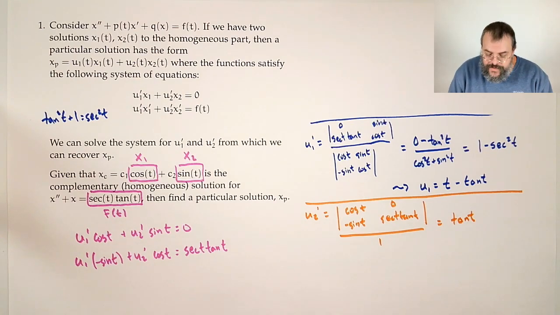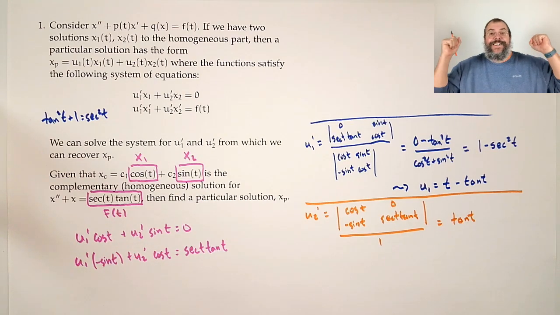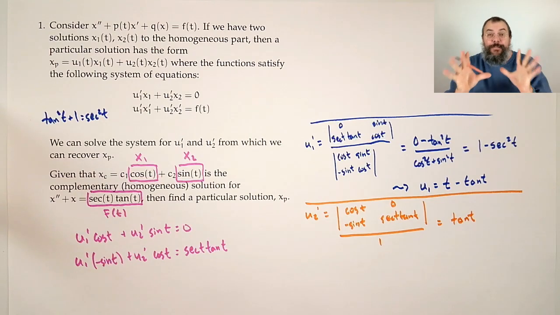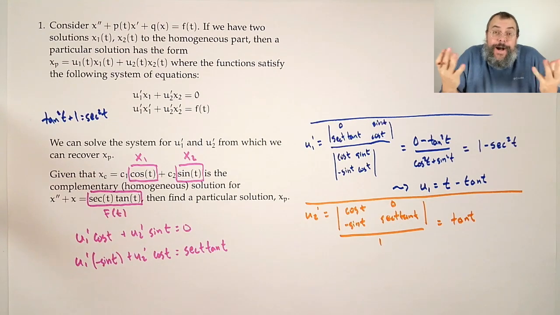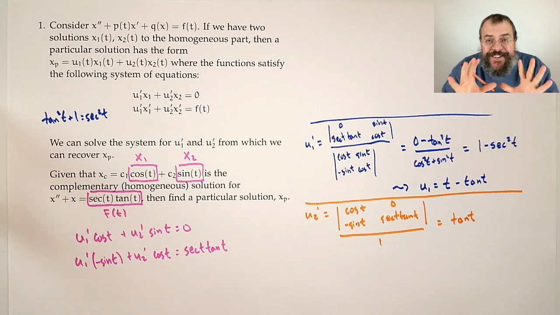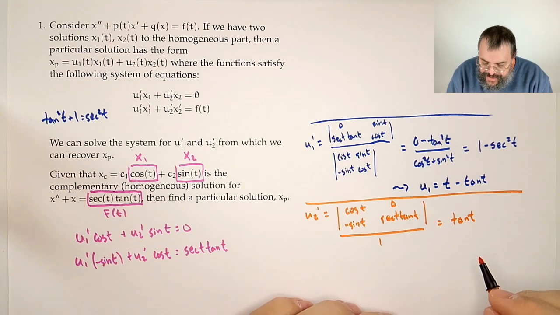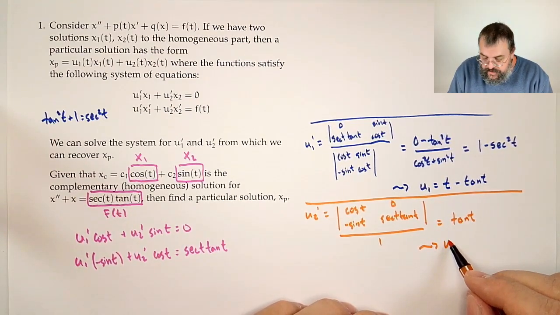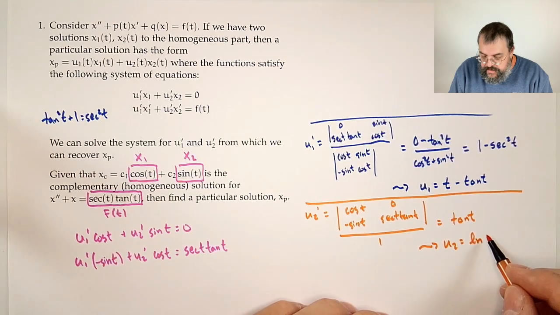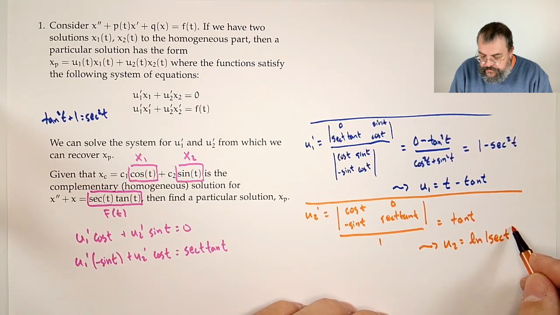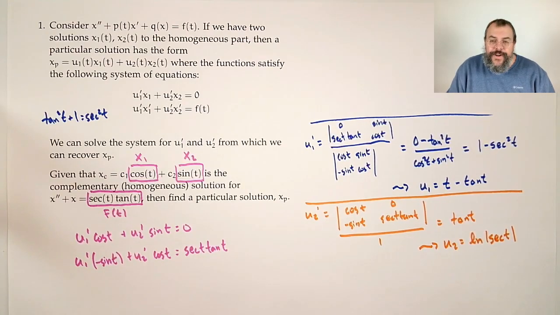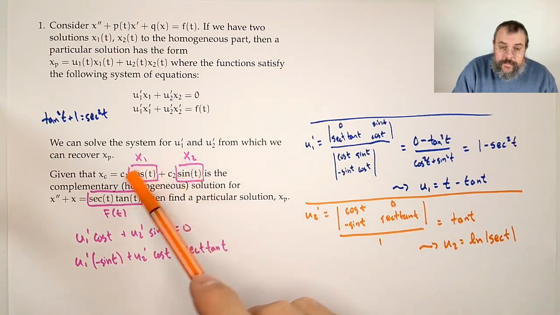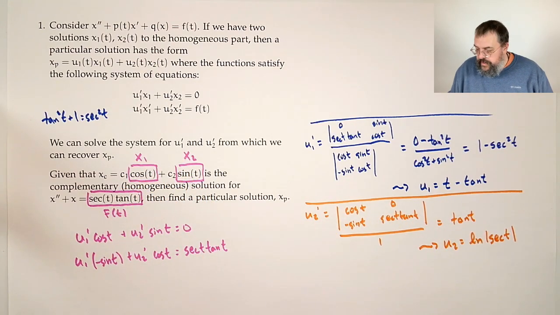Well, do we know the integral of tangent? We do, because it's one of our 10 integrals that we know by heart. And you're probably thinking, oh, I know hundreds. You just need 10. There's 10 nice core integrals. And so in particular, the integral of tangent, we can say, is log of secant. All right, so great. So now we know what u1 and u2 are, and therefore we can come back here and say that a particular solution is the following.